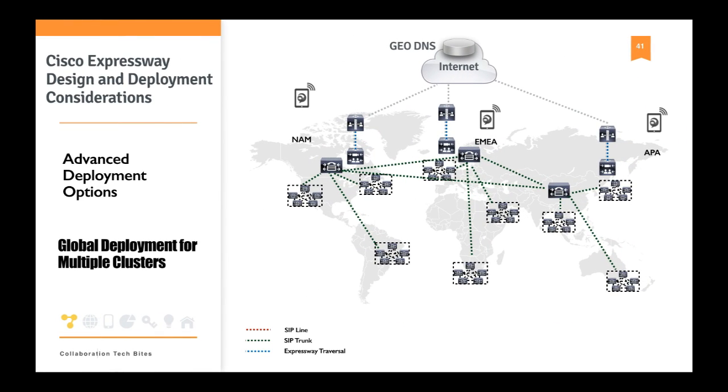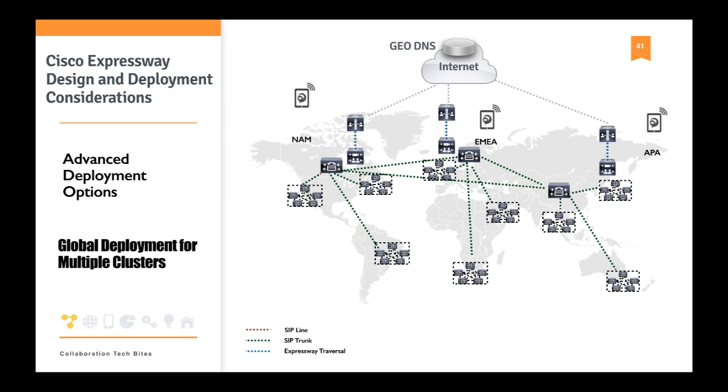Now, finally, we'll talk about the global deployment within multiple clusters. If you have several clusters, that is, if you have a customer that has several clusters around the world, maybe you have 2 in North America, 1 in South America, 1 in EMEA, 1 in South Africa, 1 in Middle East, and you have 1 in Australia, 1 in Japan, and 1 in India. All are connected through Session Management Edition. If you see here, all of them are connected through SIP trunking.